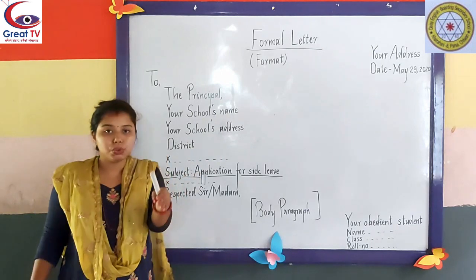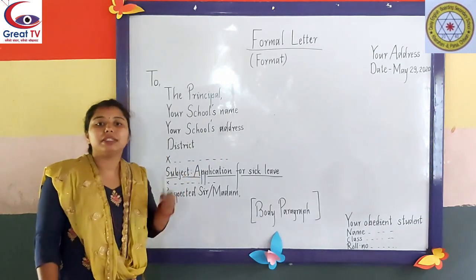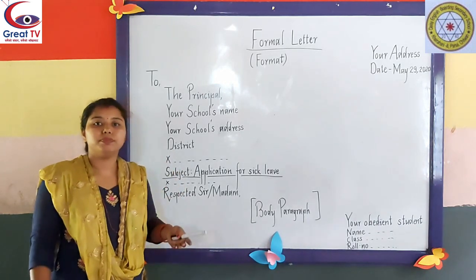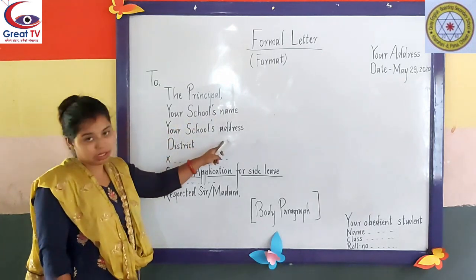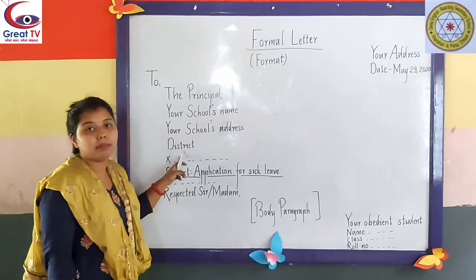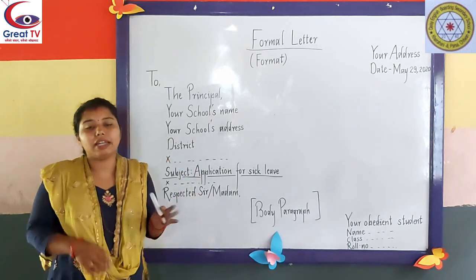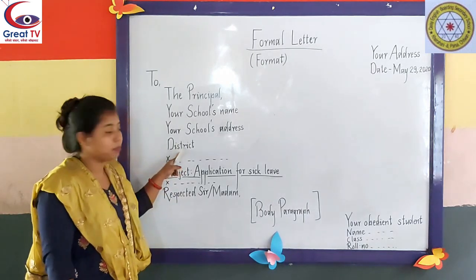What is your school name? My school name is Daisy English Secondary Boarding School. So you have to write your school's name. Then your school's address. And then the district. Sometimes you are from another district and you study in some other district. So you have to mention the district also.